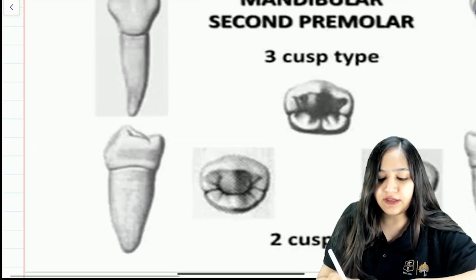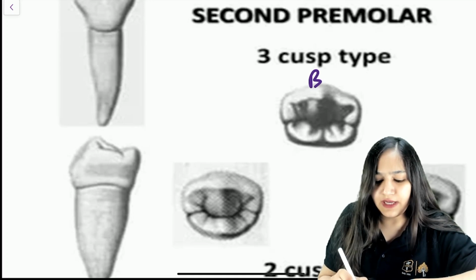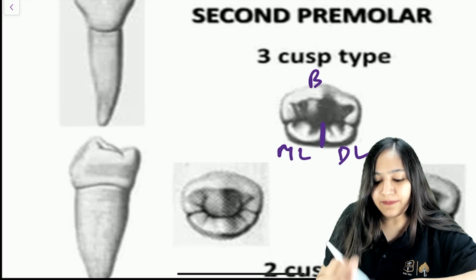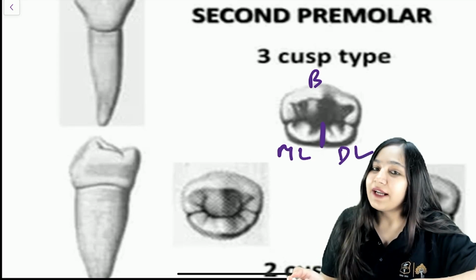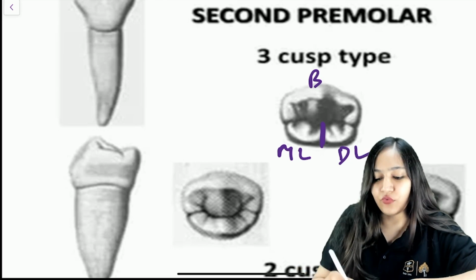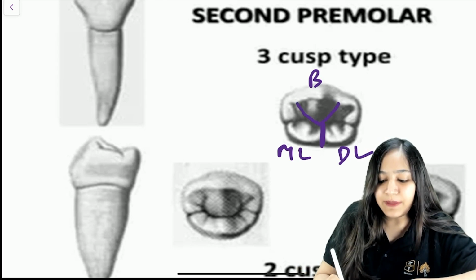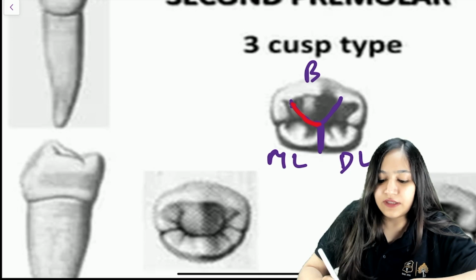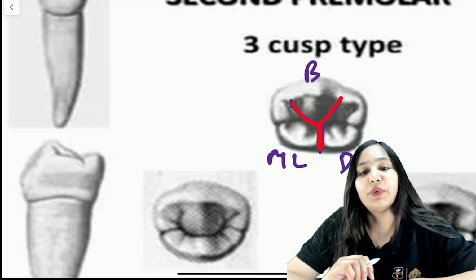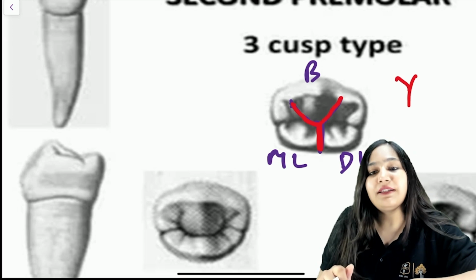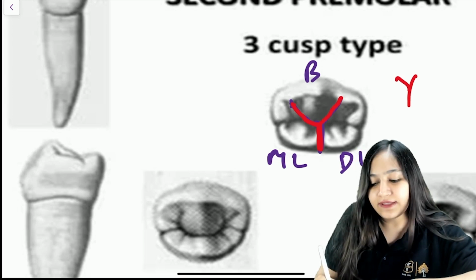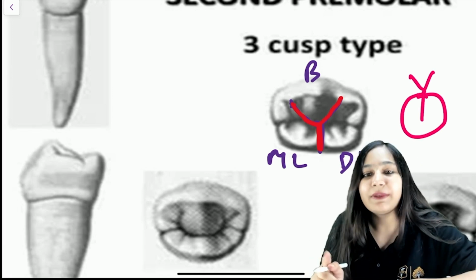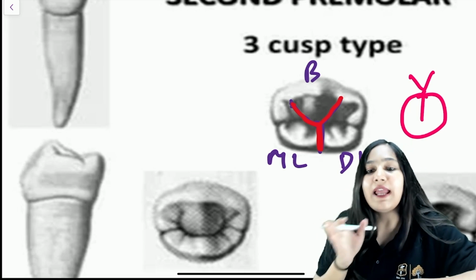One will be mesiolingual, one will be distolingual and 1 buccal cusp. So here also we can see the 3-cusp type. One groove is separating the mesiolingual and distolingual cusp, that is mainly our lingual developmental groove. One will be mesiobuccal and one will be distobuccal. So this Y pattern is mainly seen with which tooth? The 3-cusp tooth. So the Y cusp pattern is mainly formed by the presence of the grooves. This is the lingual groove separating 2 lingual cusps, and 2 buccal grooves, mesiobuccal and distobuccal groove.